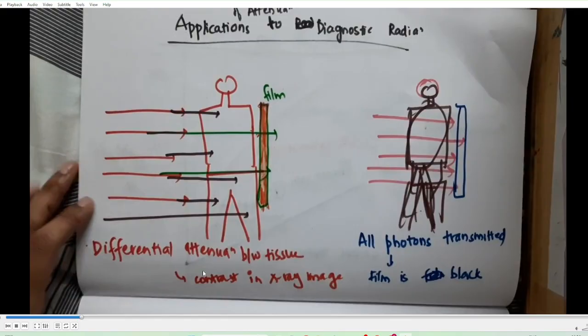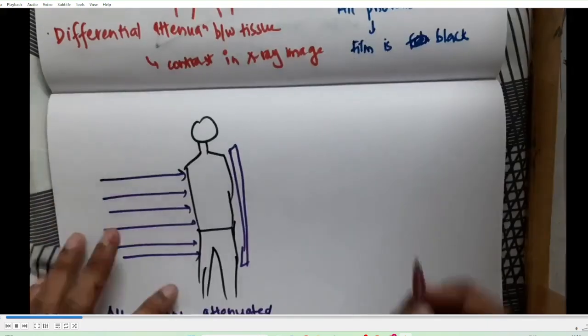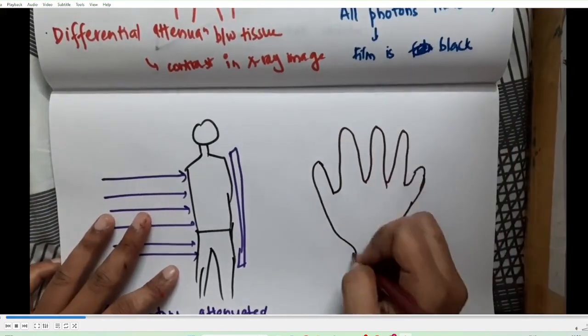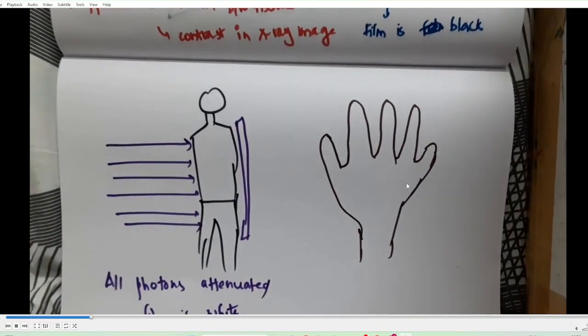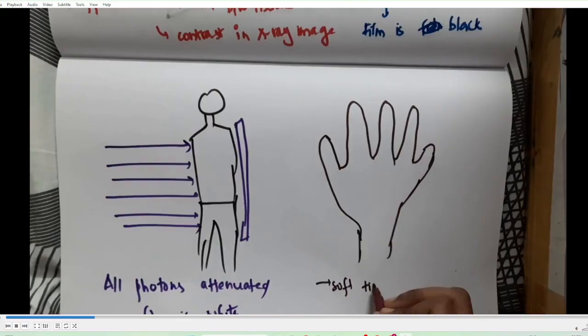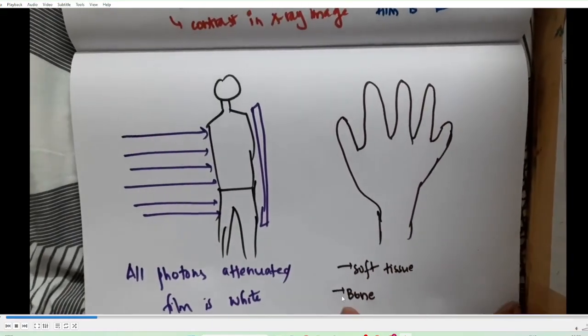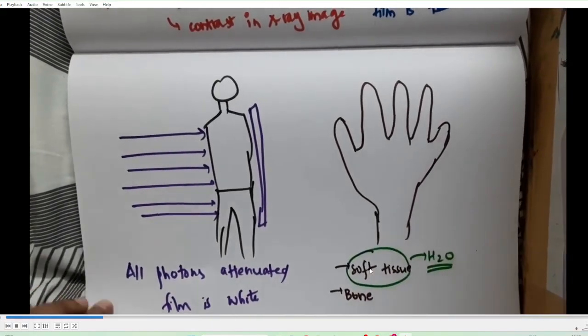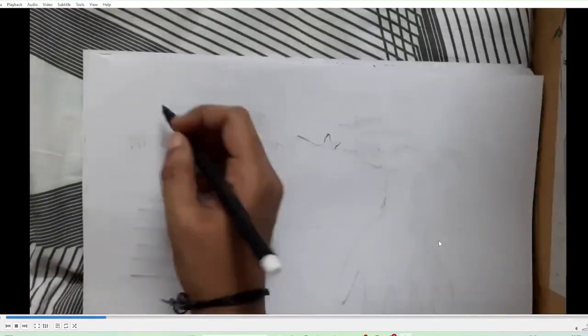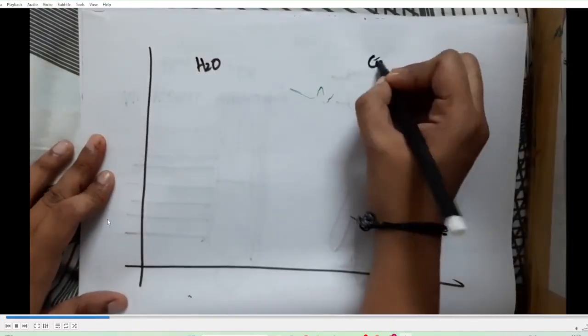Some tissues attenuate more X-rays than others, and the size of this differential attenuation determines the amount of contrast in the X-ray image. To determine the differential attenuation, we consider a radiograph of a hand. So we only have to discuss two types of tissues, bone and soft tissue. So I would like to draw a figure. A soft tissue is approximately equal to water. Water is used to represent the soft tissue.